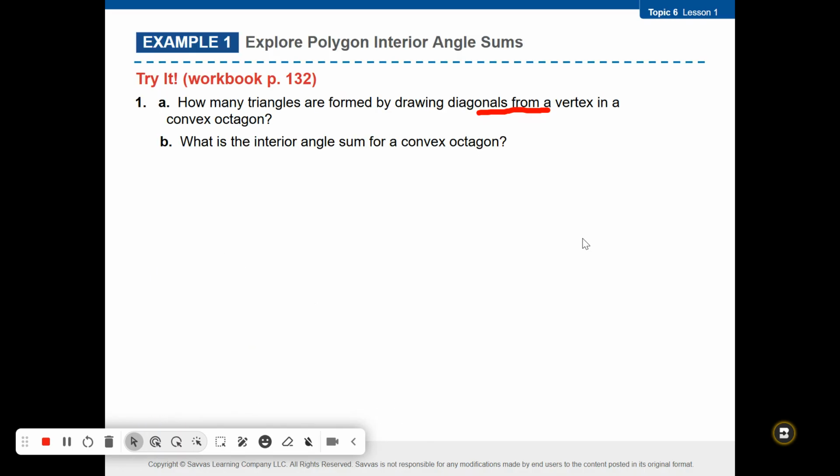Okay, so let's move on. Let me clear that out. All right, so we're on page 132 in our workbook. So it says, how many triangles are formed by drawing diagonals from a vertex in a convex octagon? So when we're drawing this, your best bet is to draw 8 points, however you wish. It does not have to be a regular shape or perfect, but 3, 4, 5, 6, 7, 8. Okay, and then just connect them.